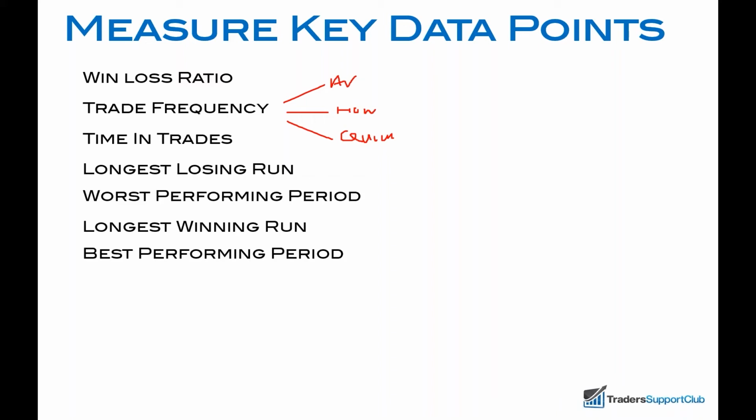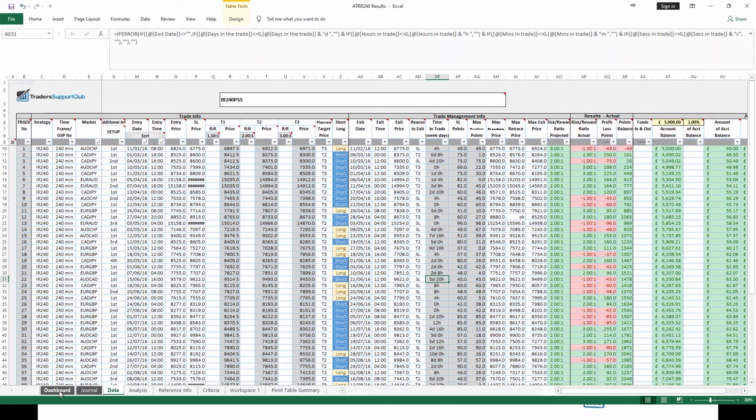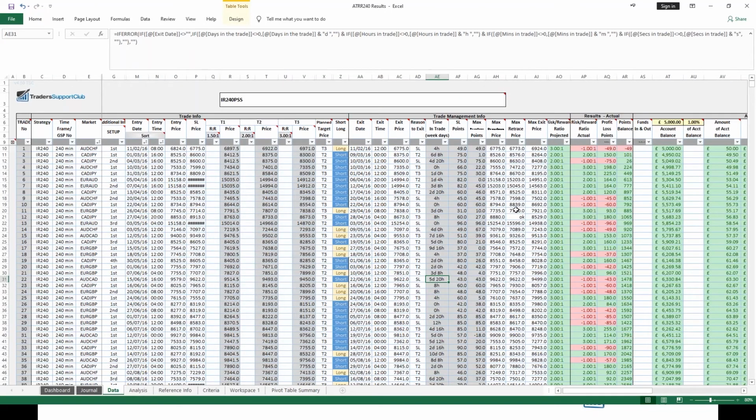So this is something that we look at, and I think this is especially important for day traders. So what our spreadsheet will do is we will calculate the longest losing run and the longest winning run. So it gives you a perspective of your best performing period flat out, your worst performing period flat out. And if you're testing, you can do the same thing. So it allows you to have an expectation of what that strategy could deliver for you in one go, worst case, best case.